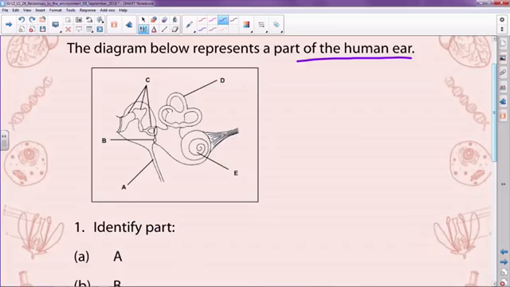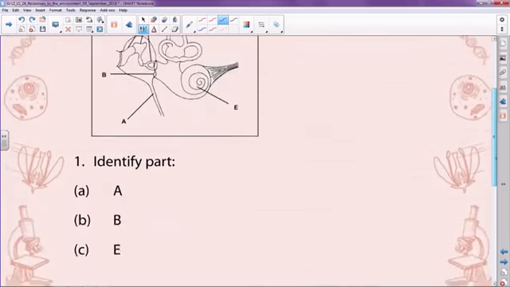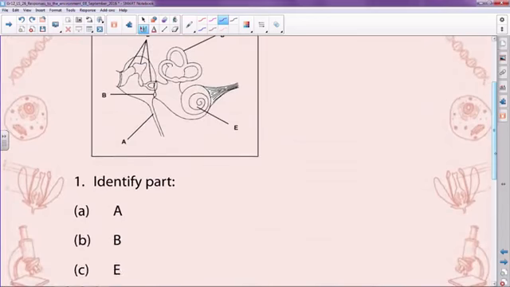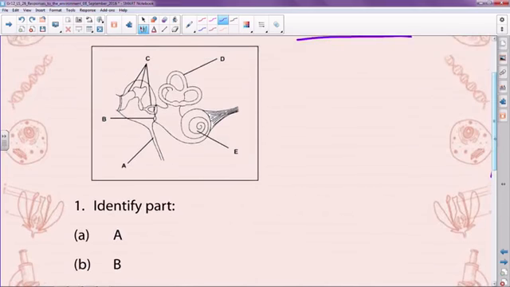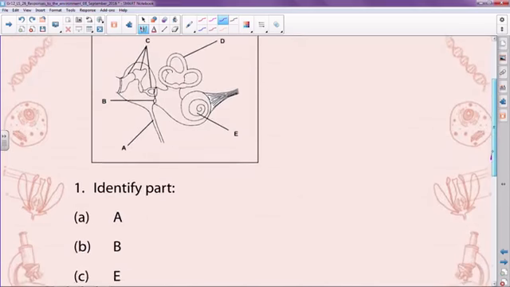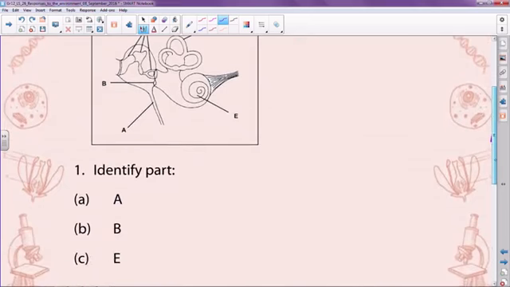Quick questions for you, because we need to know our questions. First one, the diagram below represents a part of the human ear. Identify A, B, and E. A, B, and E, that's at the bottom of the ear. So I will do that, and I'm going to give you a minute.